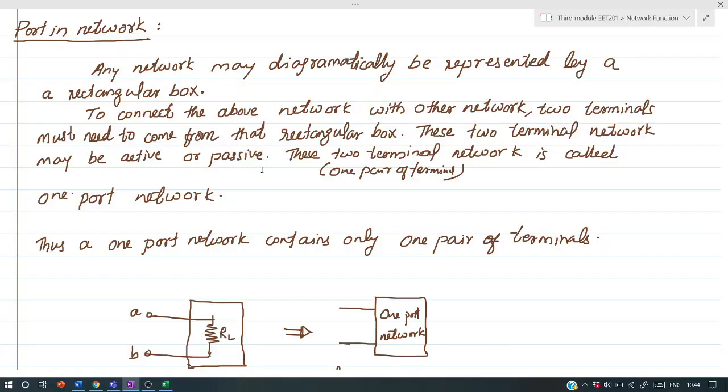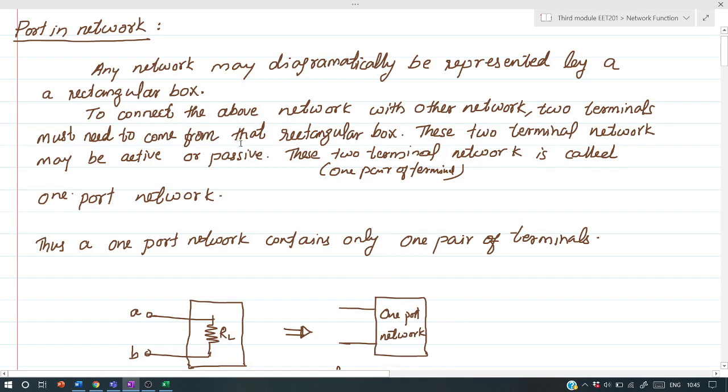In this video, let's see the importance of network function. In order to discuss that, first of all, let's see what is a port in a network. Detailed discussion regarding port, that is two-port network, is coming in the 5th module. Any network may be diagrammatically represented by a rectangular box like this.